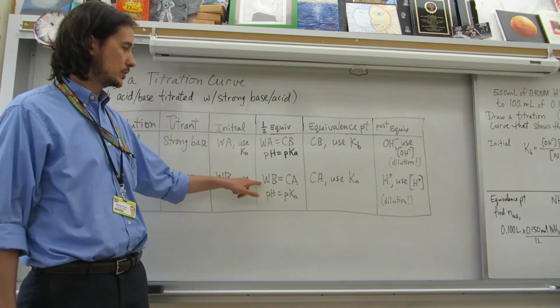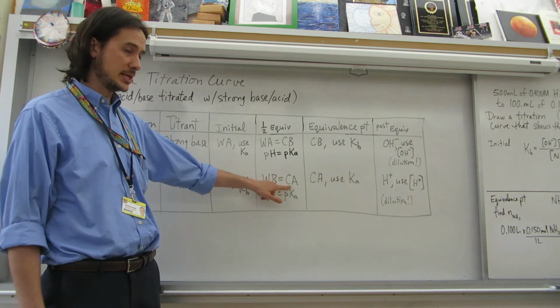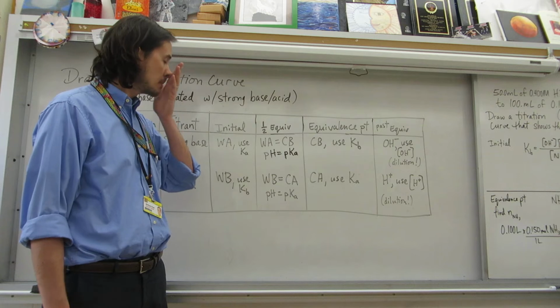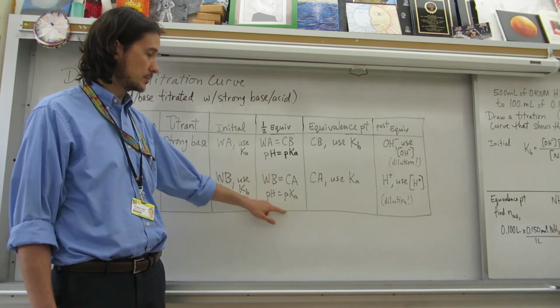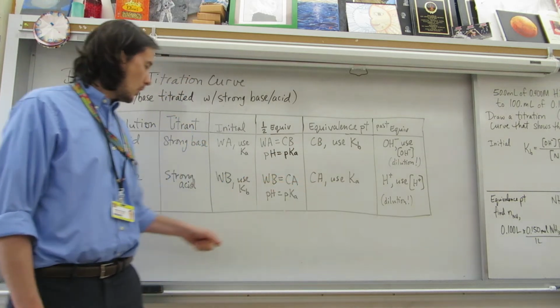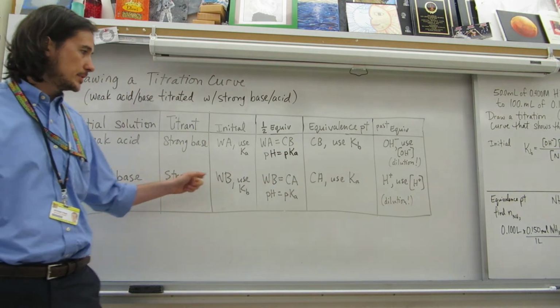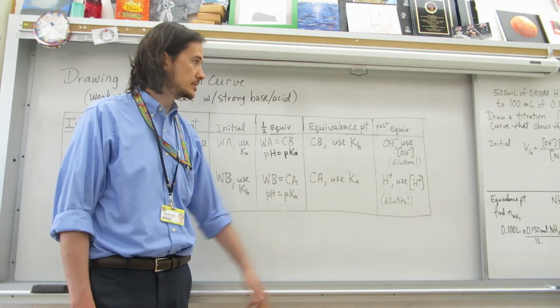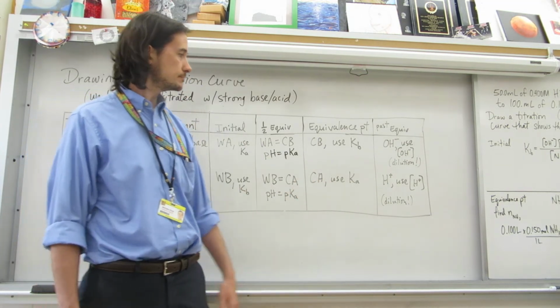At the half equivalence point, same, weak base equals its conjugate acid. pH equals pKa. Notice these are the same. We're dealing with pKa anyway. And at the equivalence point, all of your weak base will have been converted to its conjugate acid. So you're going to use Ka to find the pH.